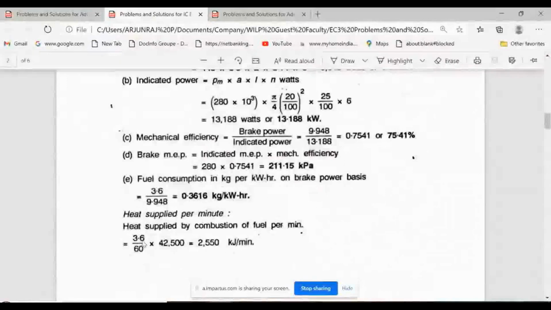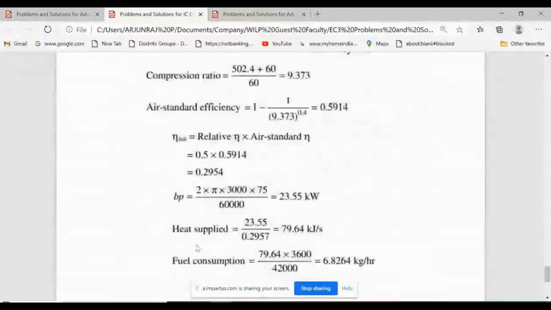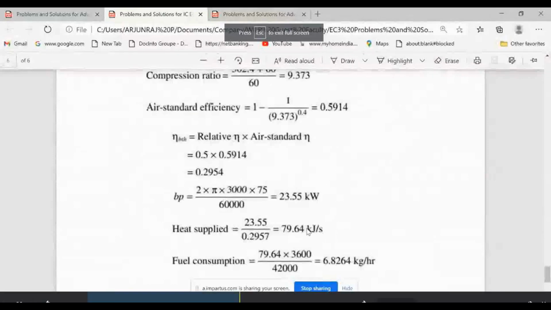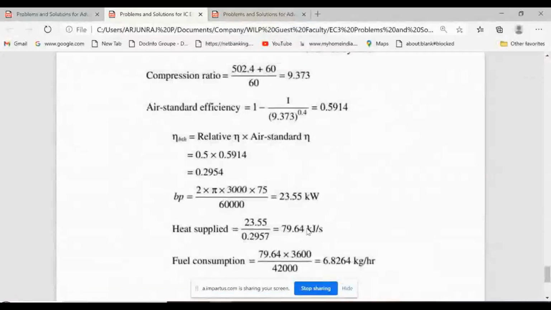It is nothing but, as we have seen, the mass flow rate of the fuel times the calorific value of the fuel. Accordingly, you need to see if it is kilojoules per minute, you will divide by 60. So then you have to apply here to get the heat supplied. Here it is not in minutes; it is given in terms of kilojoule per second. You can do it whichever way you want, either kilojoule per minute or kilojoule per second or kilojoule per hour. Doesn't matter, but you have to write the unit properly.